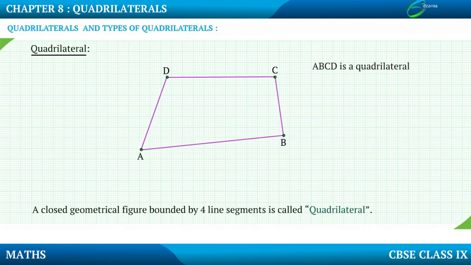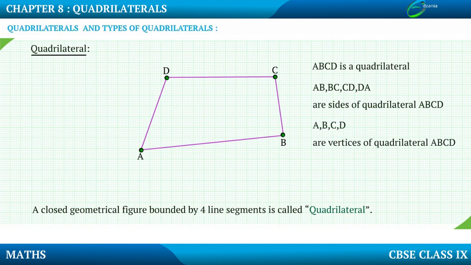ABCD is a quadrilateral. AB, BC, CD, DA are sides of quadrilateral ABCD. A, B, C, and D are vertices of the quadrilateral ABCD. Angle A, angle B, angle C, and angle D are angles of the quadrilateral ABCD.